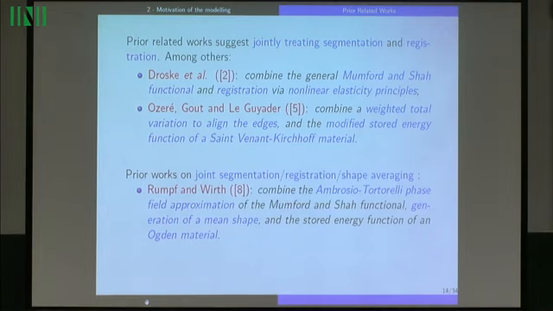And then other prior works on joint segmentation, registration, and shape averaging exist. For instance, there's the work of Rumpf and Berkels, in which they combine the Ambrosio-Tortorelli phase field approximation of the Mumford-Shah functional and the generation of a mean shape and the stored energy function of an Ogden material.